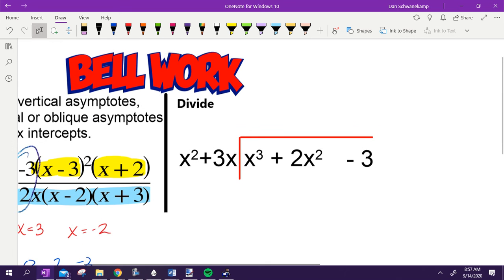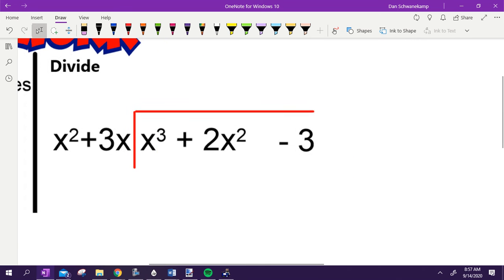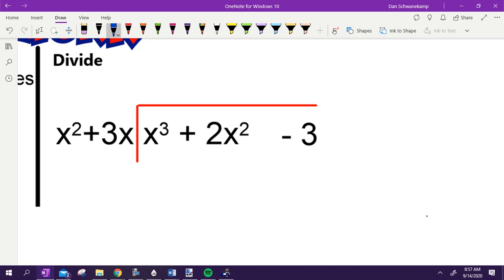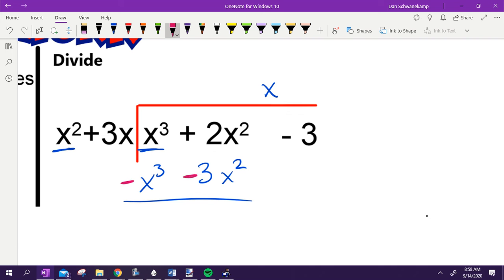Second one, we're just doing long division. This is how we would find an oblique asymptote. Let's just do it real quick. X squared times what gets me x cubed? X. We throw an x on top, then we multiply down. X times x squared is x cubed. X times 3x is 3x squared. We are putting them together. What do I need to remember when I put them together? Change the signs. That cancels. This gets me negative x squared. I can bring down this minus 3.